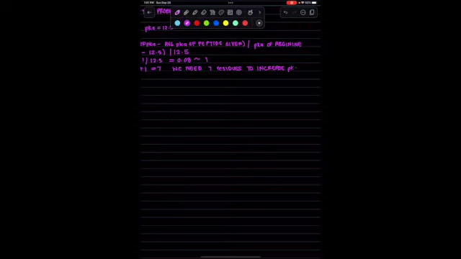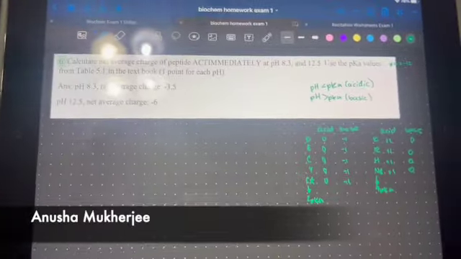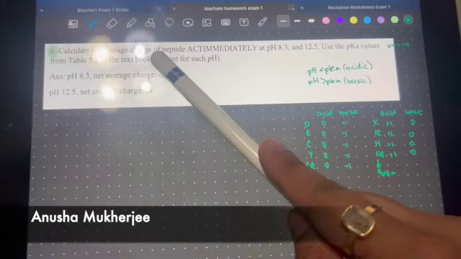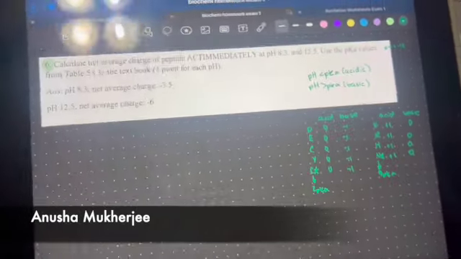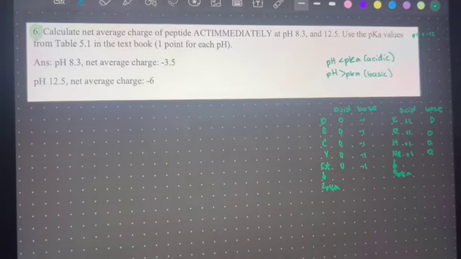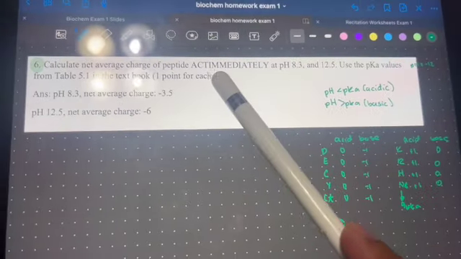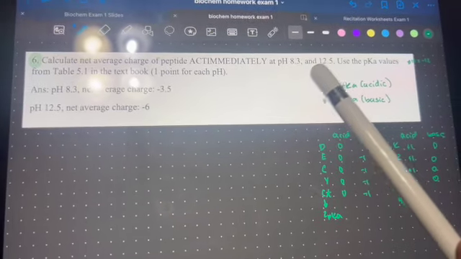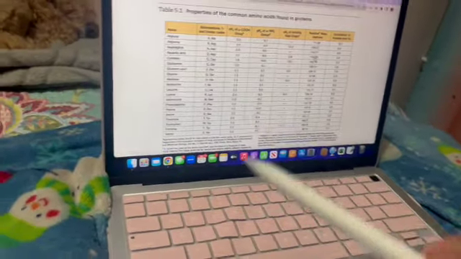For group homework number 3, question number 6, which is the second question I'm doing, it's asking us to calculate the average net charge of this peptide, written out here, at pHs 8.3 and 12.5. And then it wants us to use the pKa values in this chart from the textbook to solve the problem.